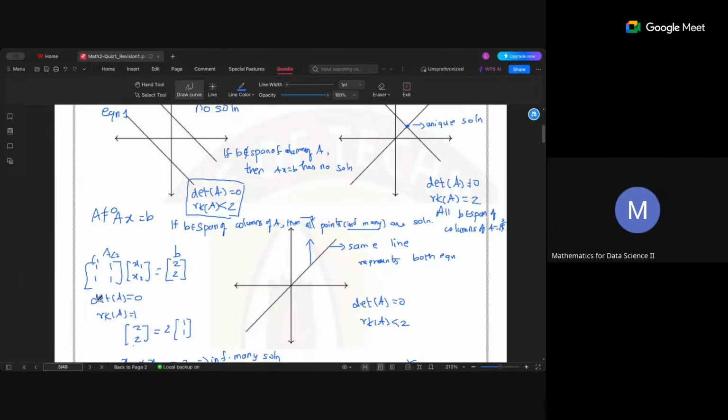Ma'am, rank can never be zero, right? Rank is 0 for a zero matrix. Yes, only for the zero matrix, rank is 0.